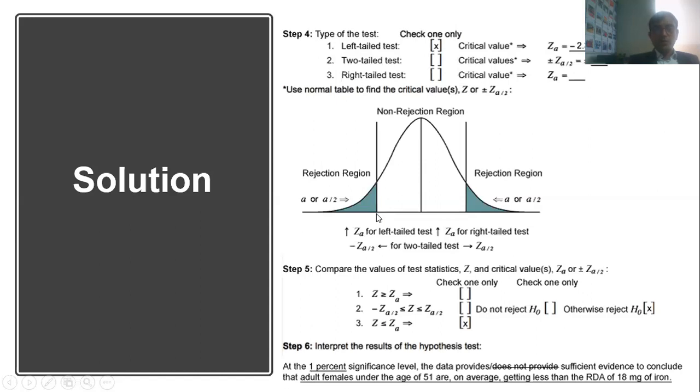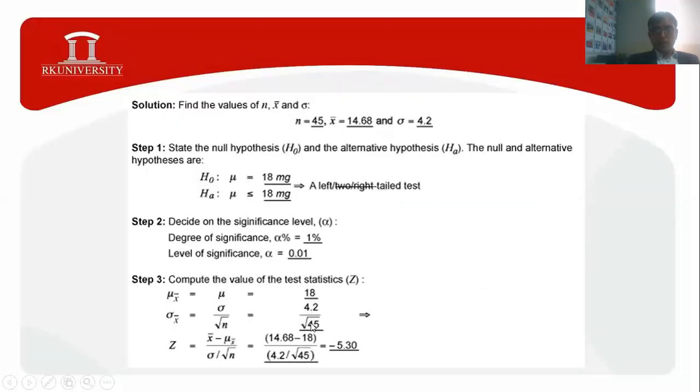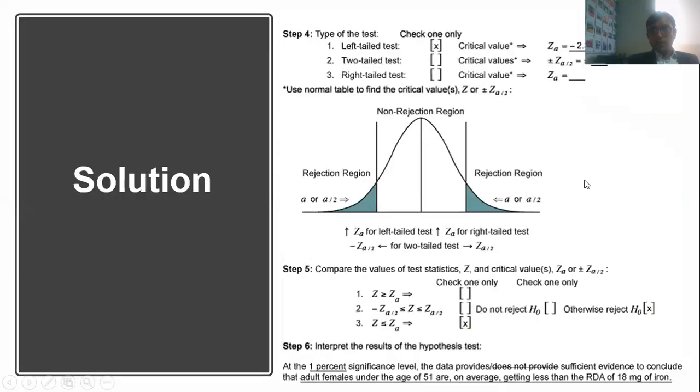So we have set the decision rule that if our calculated value of Z is less than minus 2.33, then we will reject the hypothesis. If the calculated value of Z is greater than minus 2.33, that means it falls in this region, which is called the non-rejection region, then we will fail to reject the null hypothesis. But in our case, the calculated value of Z is minus 5.30, which is less than minus 2.33, and it falls in this rejection region. So definitely we are going to reject the null hypothesis.